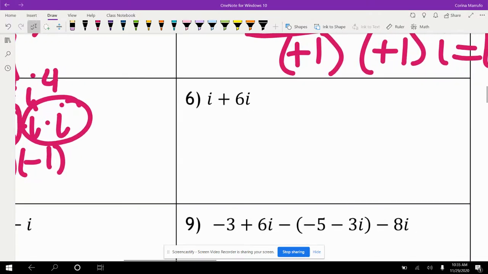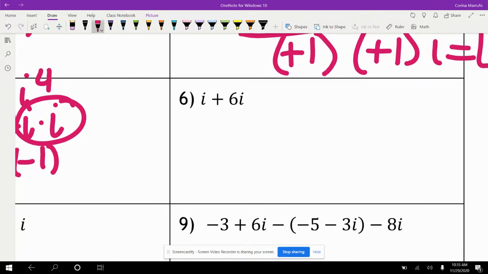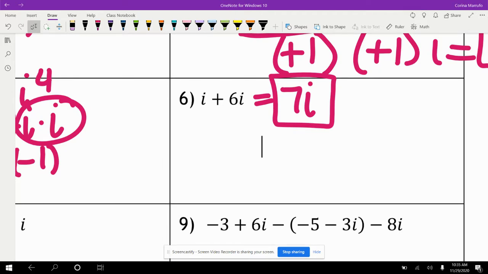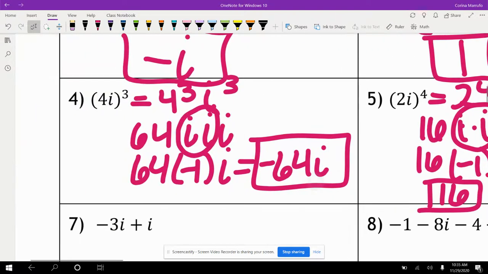Okay, now 1i plus 6i, you use the same rules as x's. If you have one x and you add 6 more x's, you're going to have a total of 7 x's. But we don't have x's here, we have i's, so 7i. The rules are a lot like adding and subtracting variables. The only difference is if you ever see an i squared, you've got to substitute that for a -1.